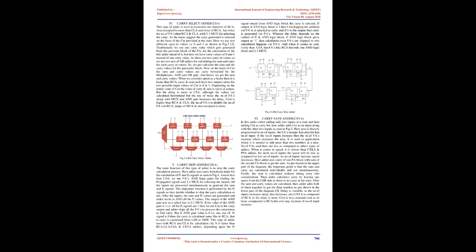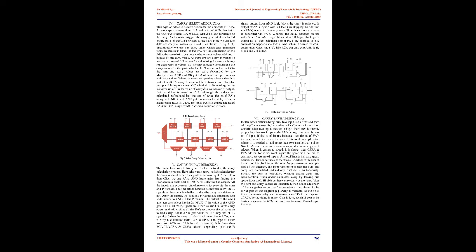The propagate signal is denoted by Pi and has the formula Pi equals Ai plus Bi. The generate signal is denoted by Gi with the formula Gi equals Ai asterisk Bi. The formula for carry is Ci plus 1 equals Gi plus Pi asterisk Ci. Here i is the bit for which we are calculating the carry.